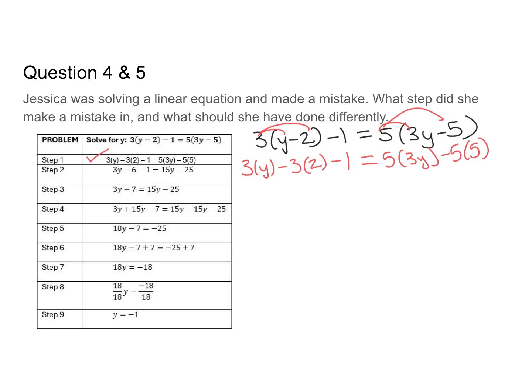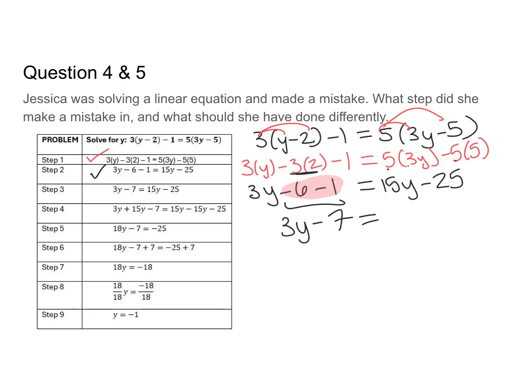Step 1, Jessica used the distributive property. And then we can just clean it up. So this would become 3y, and then 3 times 2 is 6, minus 1 equals 5 times 3y is 15y, and 5 times 5 is 25. And that looks good as well. So we're on the right track here. And then it looks like Jessica combined her like terms. Negative 6 minus 1, which would be 3y minus 7 equals 15y minus 25, which also is looking pretty good.